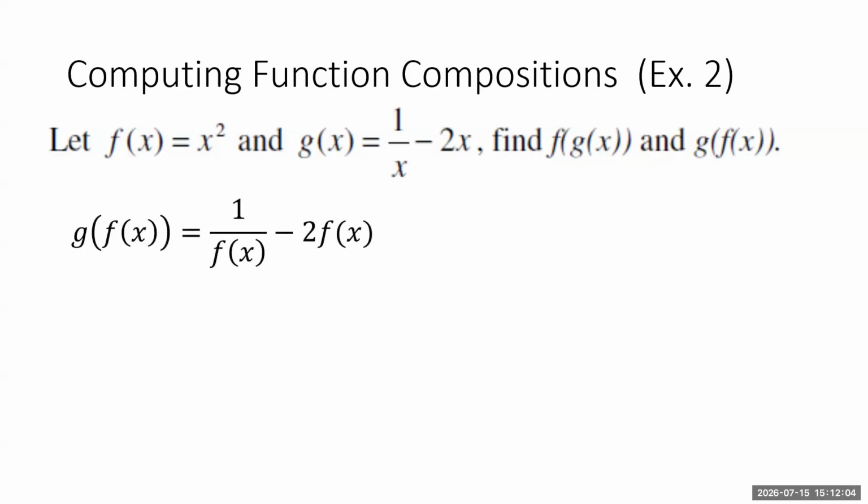Next, we will compute g of f of x. This would be equal to 1 over f of x minus 2 times f of x. Our equation for f of x is x squared, so for g of f of x, we have 1 over x squared minus 2x squared. Let me repeat that. G of f of x is equal to 1 over x squared minus 2 times x squared.